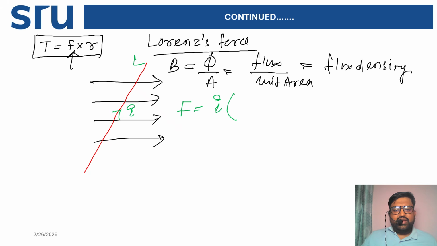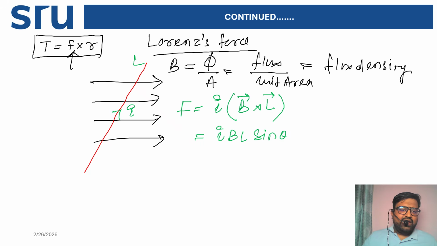into the magnetic field, cross product, into the length of the conductor. Then the complete equation, we know that in the cross product, is BIL sine theta. Sine theta means theta is the angle between the current carrying conductor and the magnetic field density.